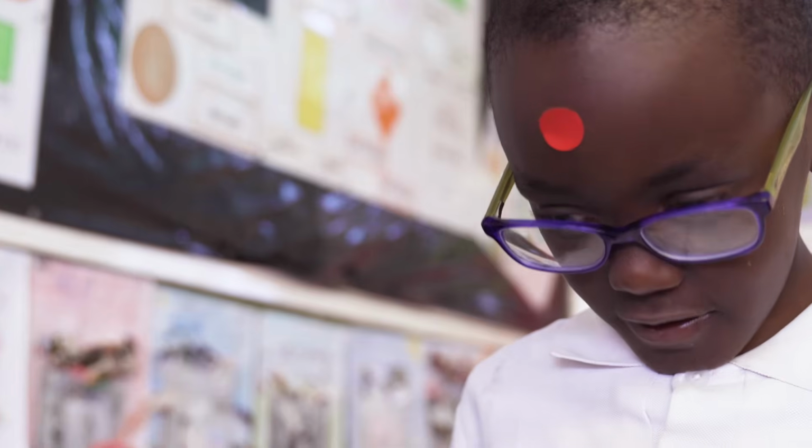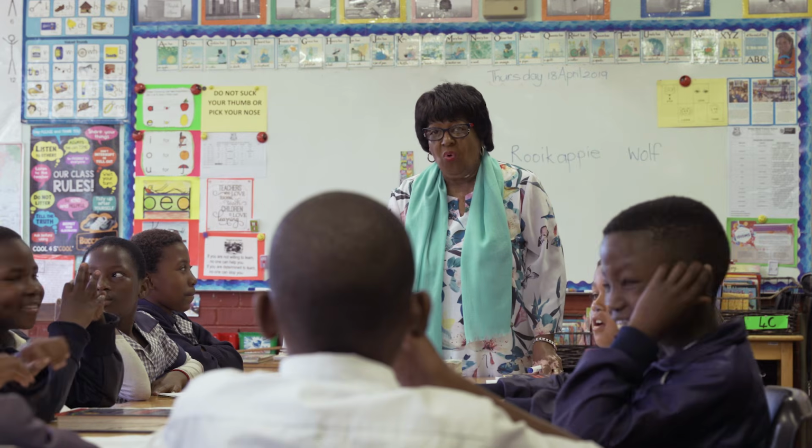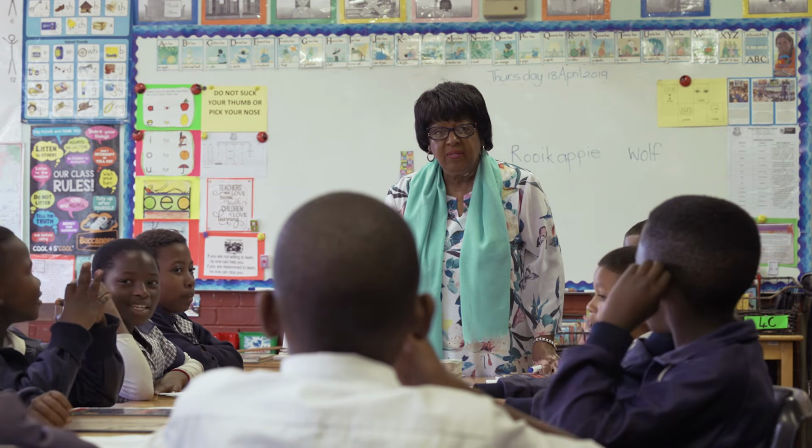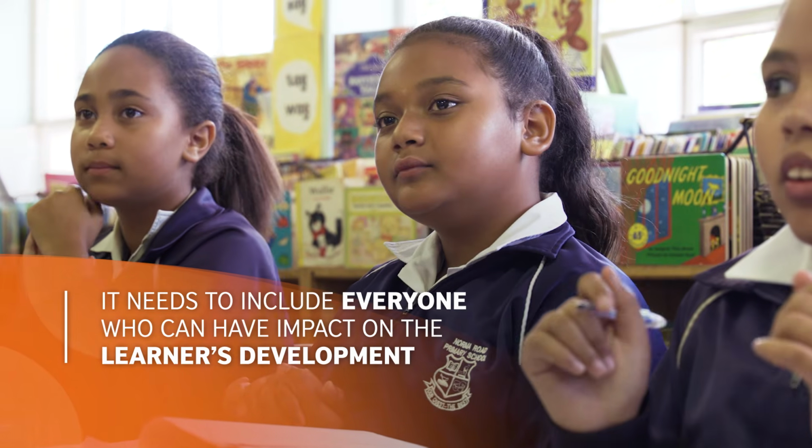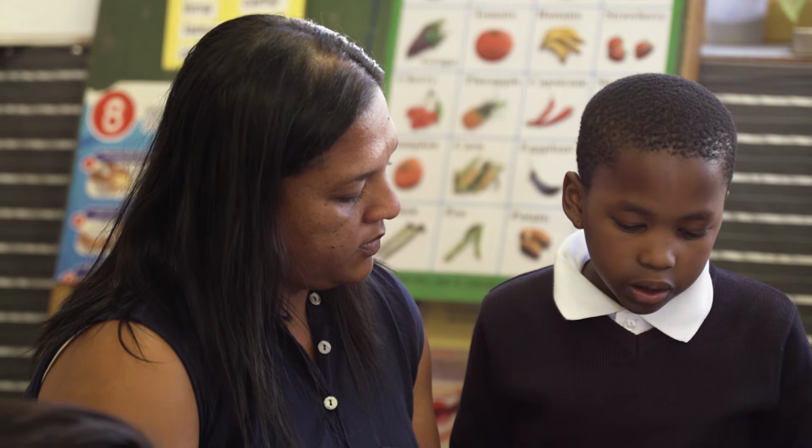We have learners in our schools that are on medication. We used to have a little boy that was disabled, a boy in a wheelchair as well. So we did alter the school to make it more comfortable for him. The SIAS process is a holistic and collaborative approach. It needs to include everyone who can have an impact on the learner's development, including the parents and caregivers.